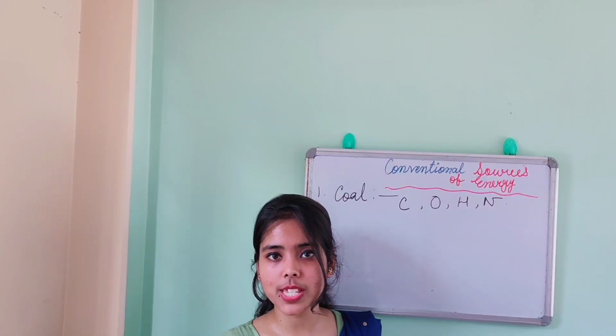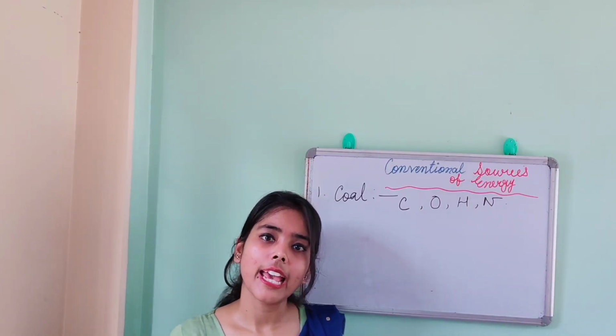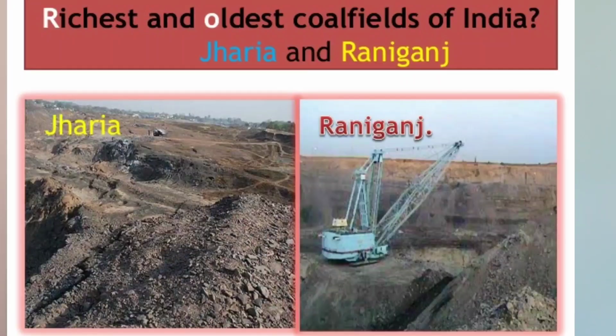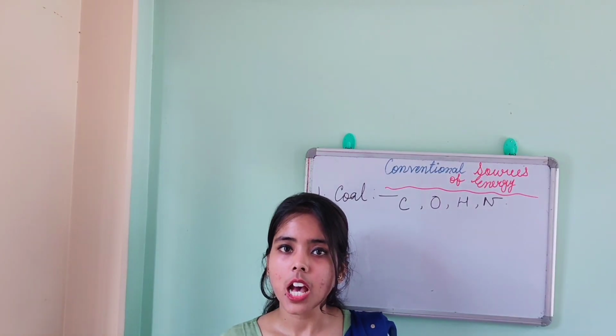But there is good news that India ranks 3rd in the deposition of coal. Here I want to give you one more important piece of data: the oldest coal field in our country is Raniganj, which is in West Bengal, and the largest coal field is in Jharia, that is in Jharkhand.